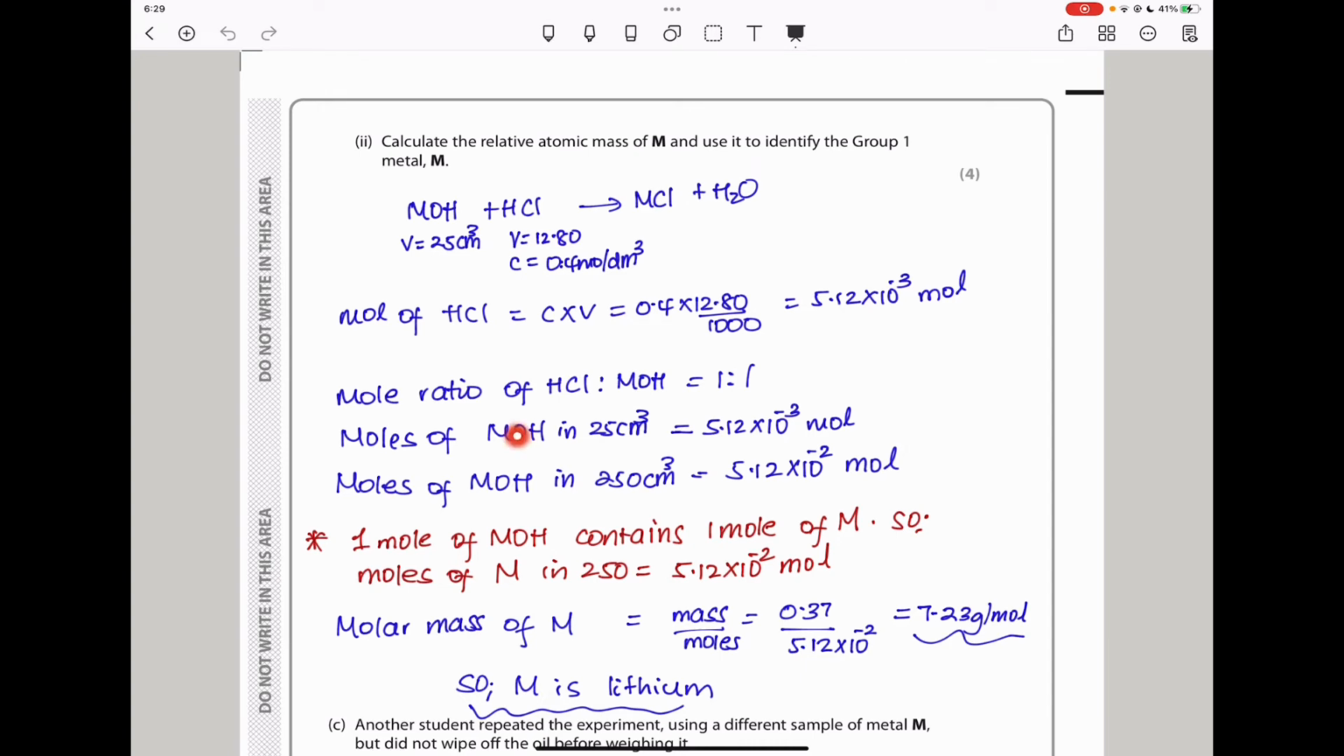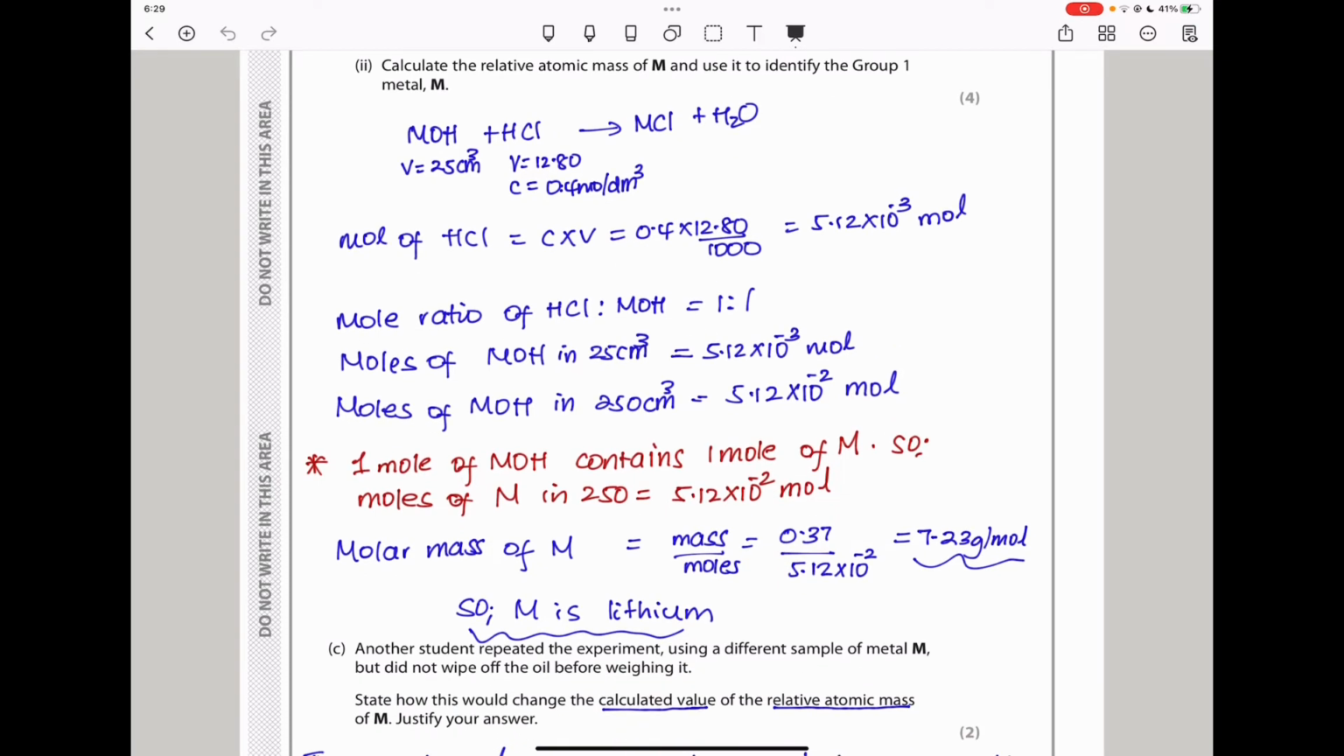However, the MOH was taken from 250 centimeters cubed, so I have to find the moles of MOH in 250 centimeters cubed. To do that, I multiply that by 10, and it gives me 5.12 times 10 power negative 2 moles. Now, you remember I know the mass at the beginning. I was given the mass as 0.37.